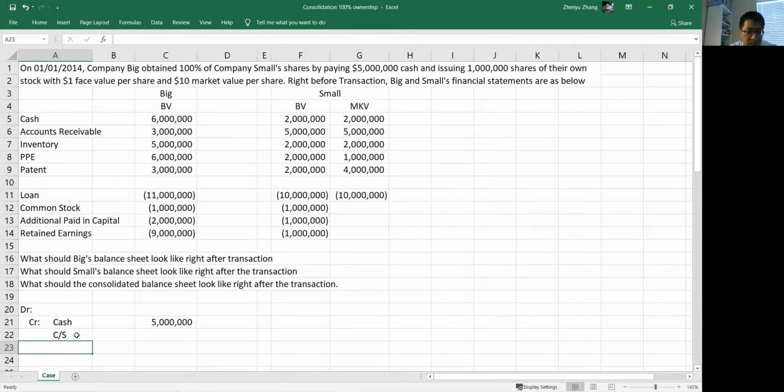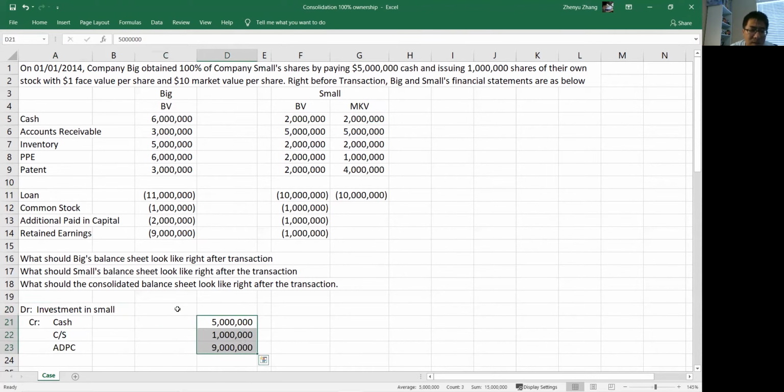Common stock, additional paid-in capital, difference, right? So company Big gives up all these for what? For investment in Small, right? How much is it again? I don't like it's not aligned well. It was equal to how much company Big gave up. All right, so 15 million.